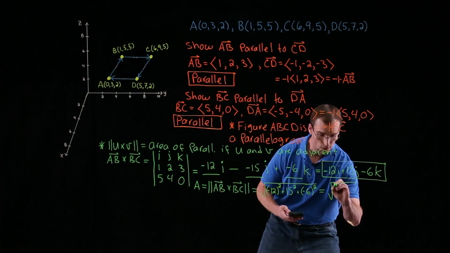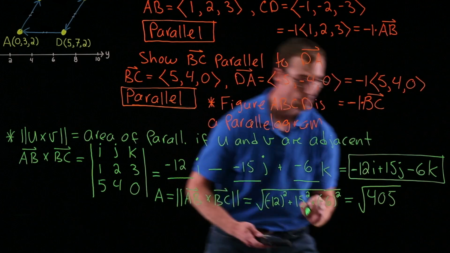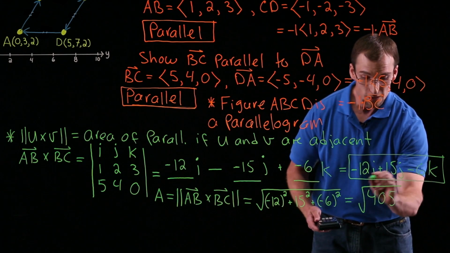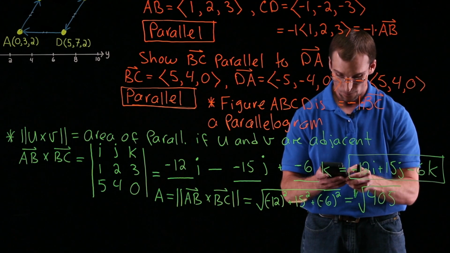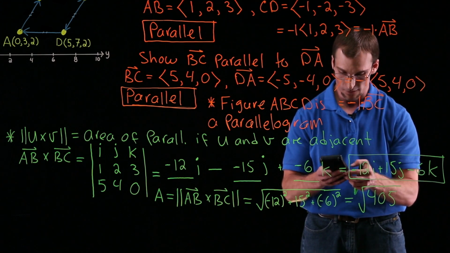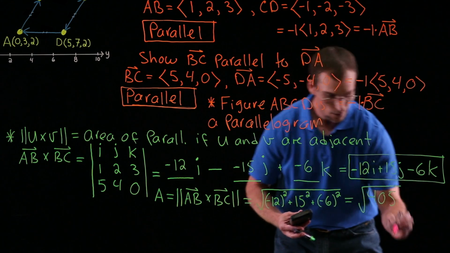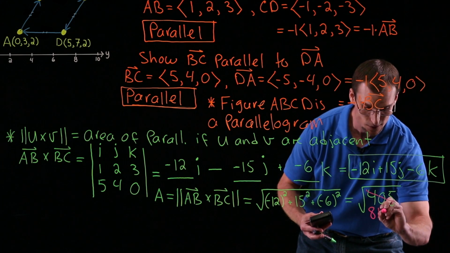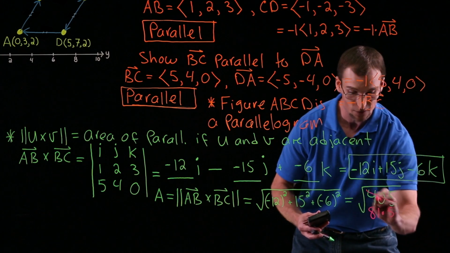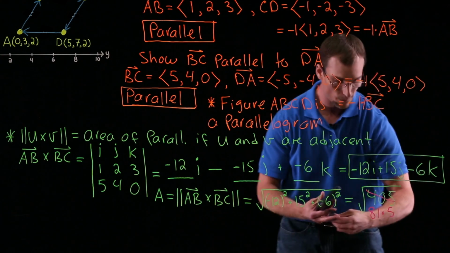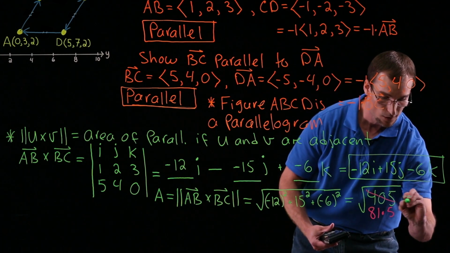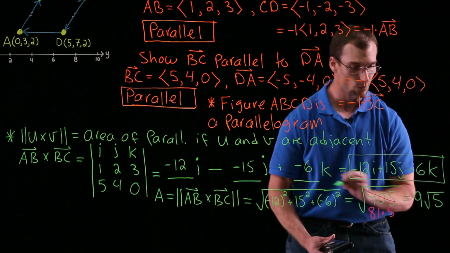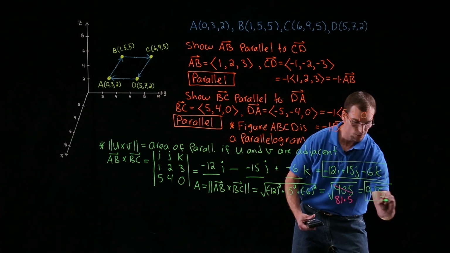So we get the square root of, say, 405. So we could leave it like that. We'll try and simplify it just a little bit. Noticing that 405 is divisible by 5. So 405 divided by 5 actually goes in 81 times. So this is equal to 81 times 5. And 81 being a perfect square, we can bring that out. So the square root of 405 can be written as 9 times the square root of 5. So that gives us our area.